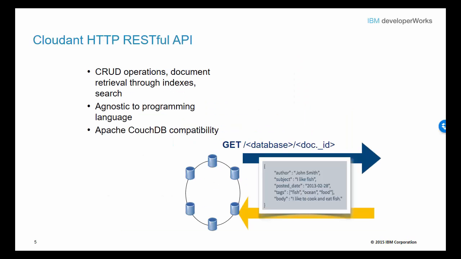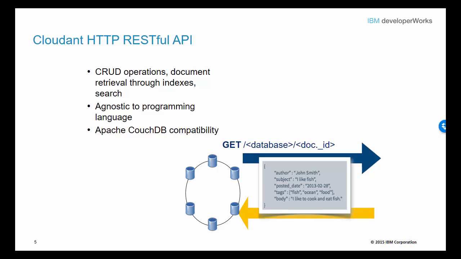The Cloudant programming interface is via an HTTP RESTful API. And here's an example of a typical call where I can get a particular document by its ID. And we'll actually talk more about this in a few more slides.